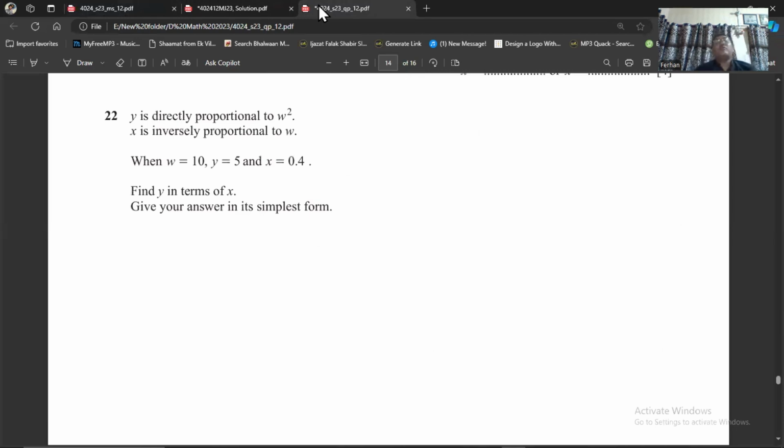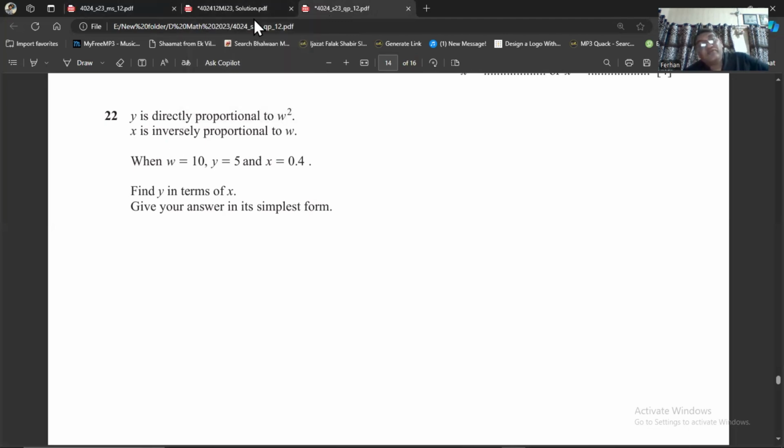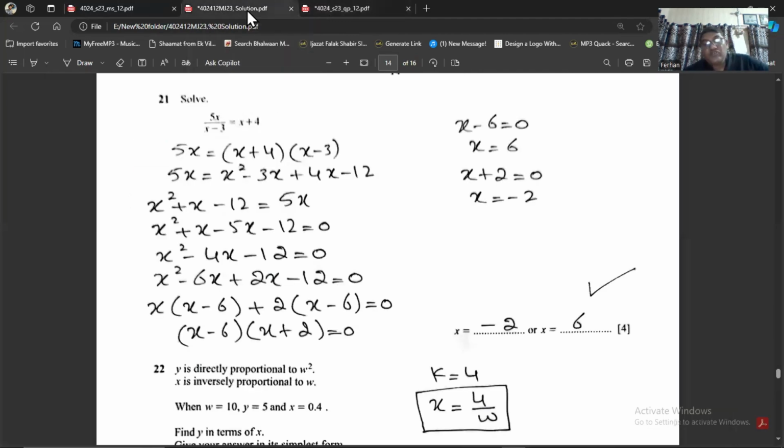So we have question number 22. He says y is directly proportional to the w square. x is inversely proportional to the w. When the w is equals to 10, the y is equals to 5, and the x equals to 0.4. Find the y in terms of x. Give your answer in the simplest form. y is directly proportional to w square and the x is inversely proportional to w. So let me show you.